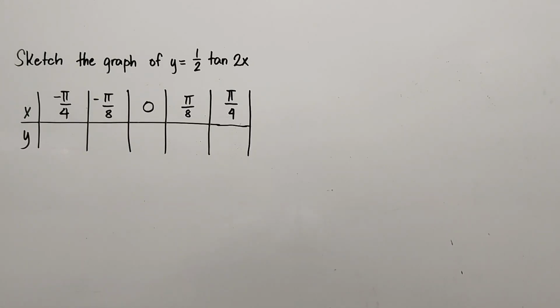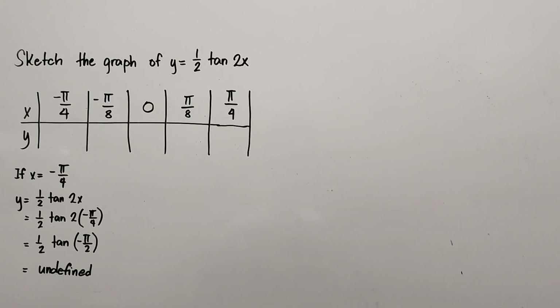After this, we will evaluate each point for our x in our original equation y equals 1/2 tan 2x. For our first point, x equals negative pi over 4, just substitute into 1/2 tan 2x. So 2 times negative pi over 4 as your x. Simplify 2 times negative pi over 4. You can cancel the common 2 and the 4. So you have negative pi over 2.